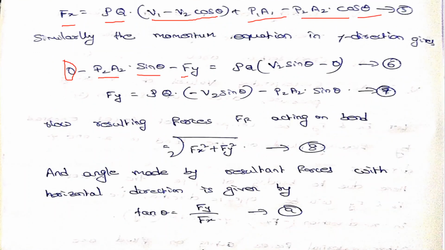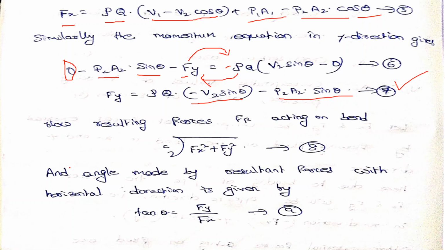Similarly solving this equation, send this Fy to the right hand side and this part to the left hand side. Obviously, if V2 is here and V1 is at this location, changing the sign, this one here will be negative. Now Fy is equal to rho Q into (minus V2 sin theta) minus P2A2 sin theta. Make it as equation number 7.